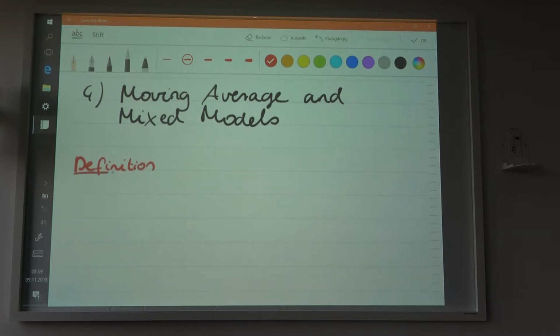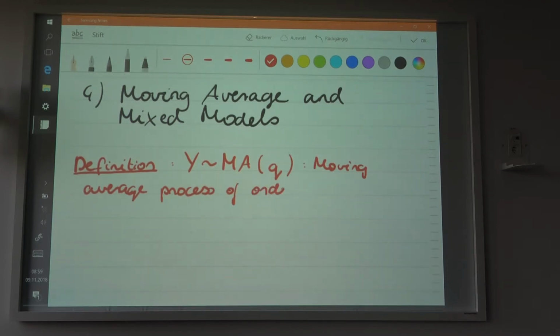So basically, a stochastic process Y is called a moving average process first. The notation here is MA, for moving average process of order q. So this is what it denotes: the moving average process of order q.